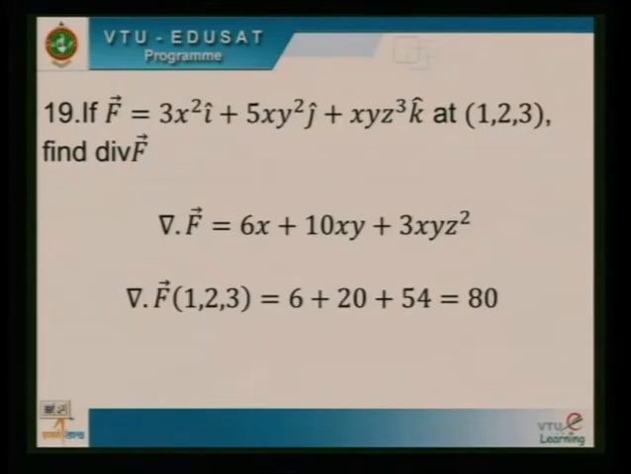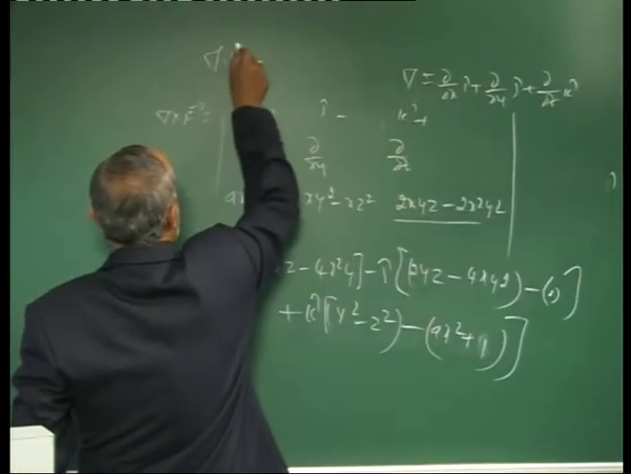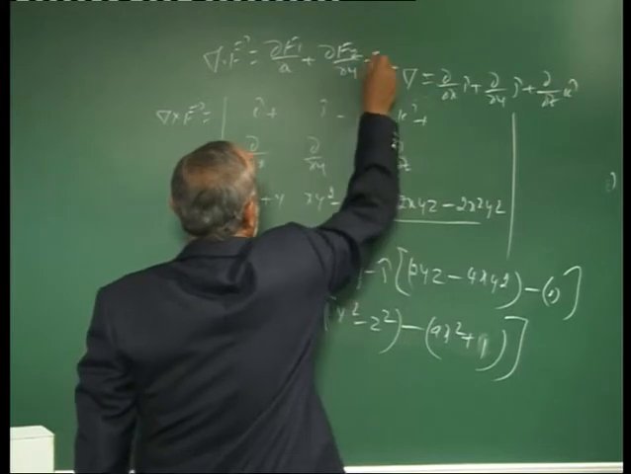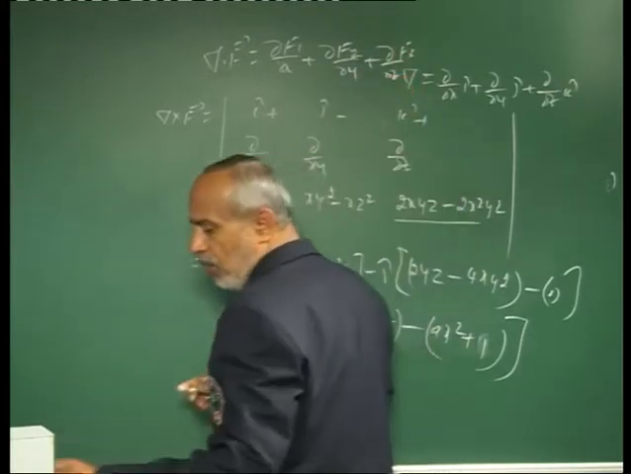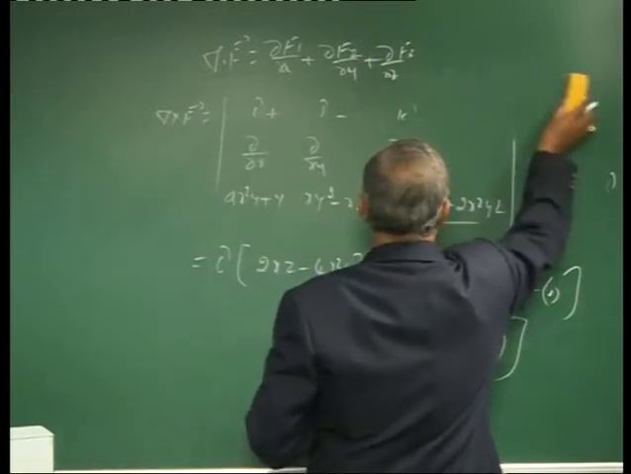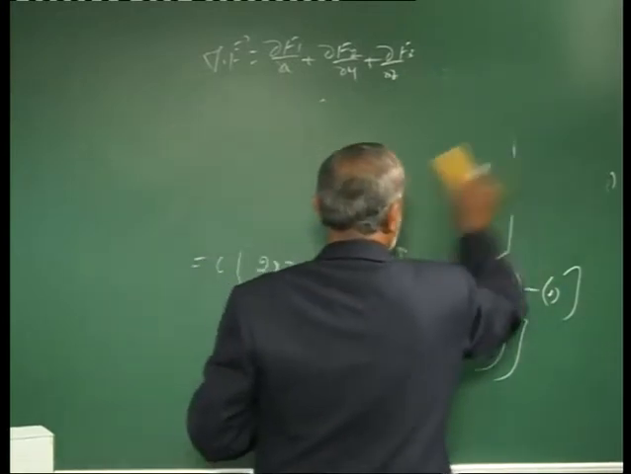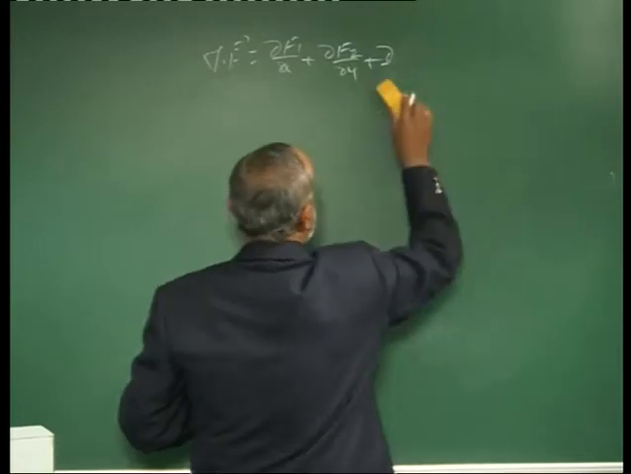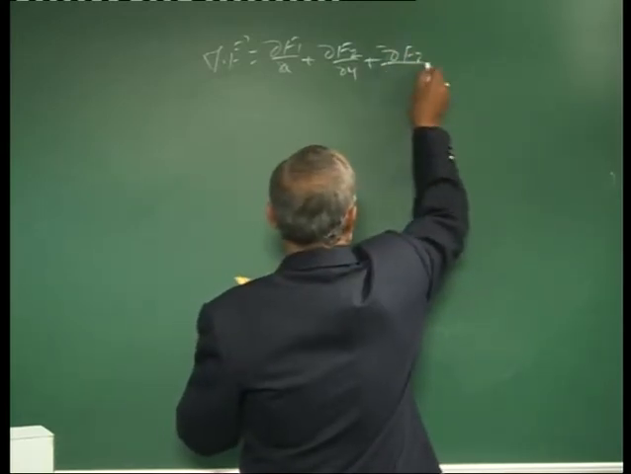Next, if f vector is equal to 3 x squared i cap plus 5 x y squared j cap plus x y z cubed k cap, at the point (1, 2, 3), find the divergence of f vector. Finding the divergence of f vector means del dot f vector. Here divergence of f vector means del dot f vector is equal to dou f1 by dou x plus dou f2 by dou y plus dou f3 by dou z. Now you can differentiate partially: the i component with respect to x, the j component with respect to y, and the k component with respect to z. This is dou f3 by dou z.